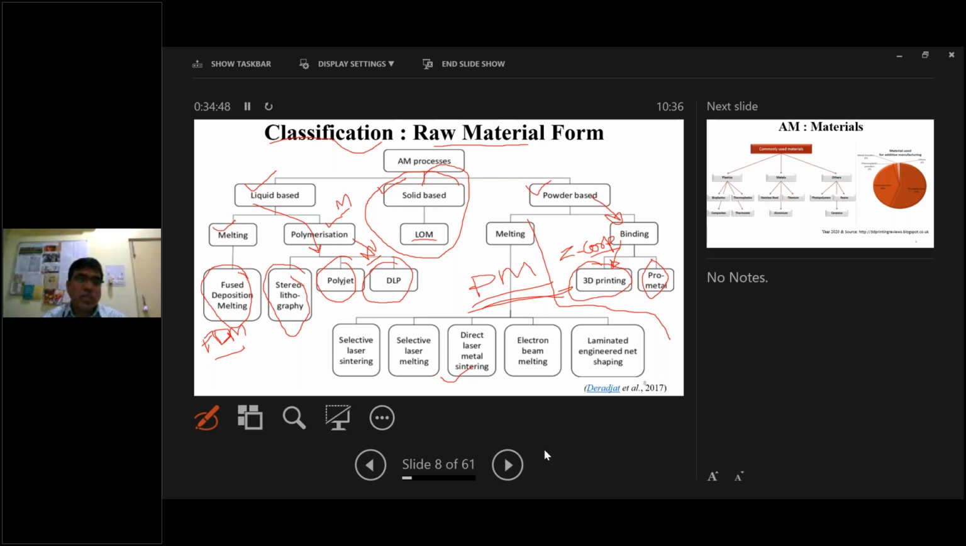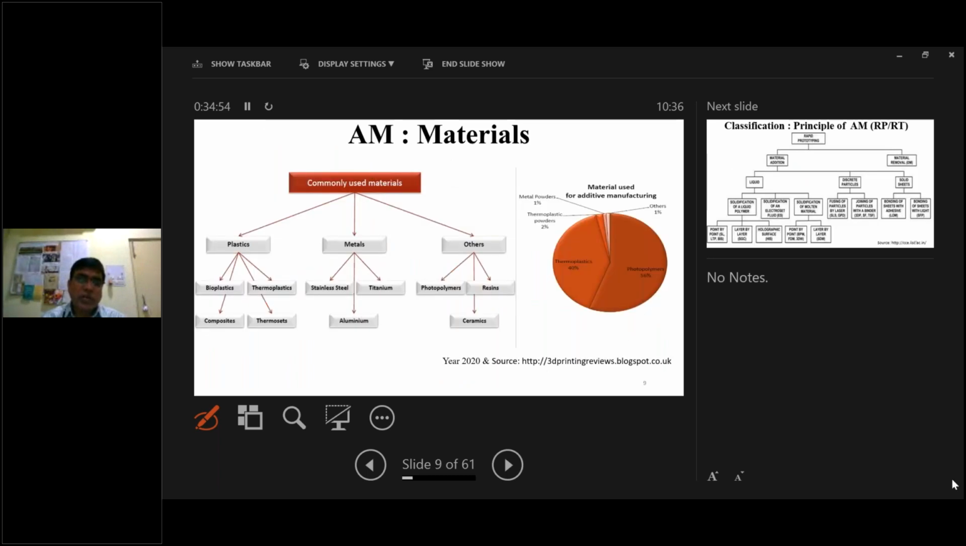So the whole idea is to have these commonly used materials, for example polymers, plastics, metals, or others. As of date we have lots of materials. Earlier it was only plastics, now metals are being manufactured, and other materials like ceramics and photopolymers are also being made by additive manufacturing. Steel, titanium, aluminum, plastic, bioplastics, composites are being manufactured.